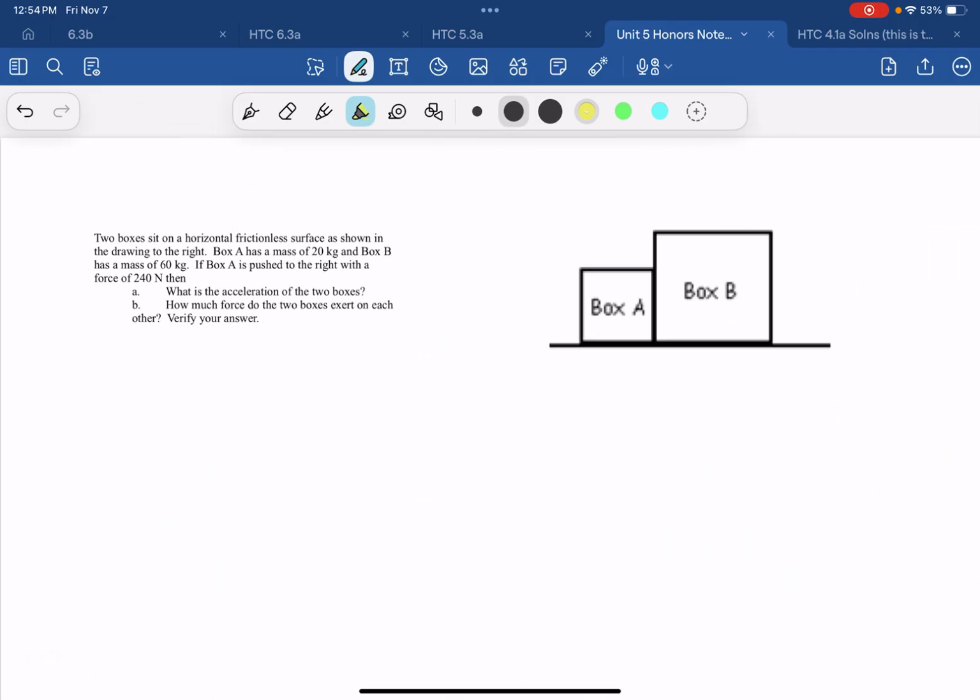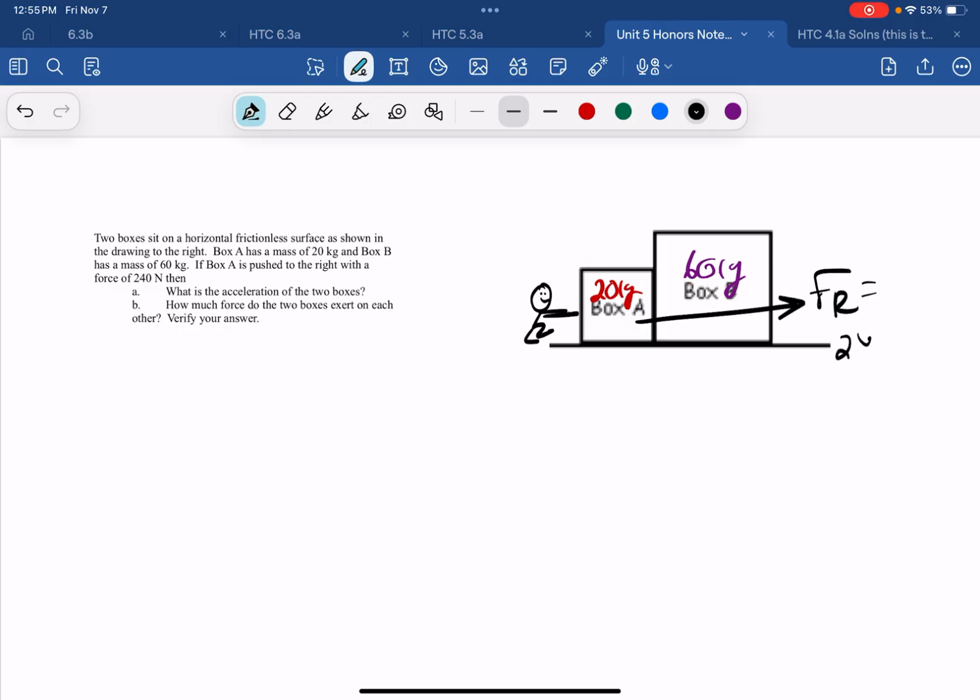In this example, it says 2 boxes sit on a horizontal frictionless surface, as shown. Box A has a mass of 20 kilograms, and box B has a mass of 60 kilograms. Box A is being pushed to the right by a force of 240 newtons. Like I said, let's assume that's Roy. Here's Roy, and he's going to push it with a force of Roy of 240 newtons.